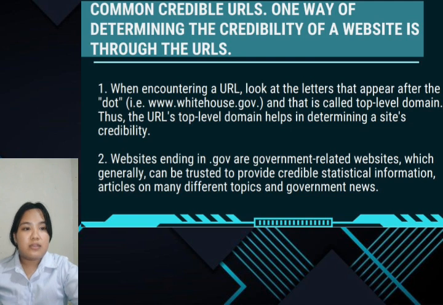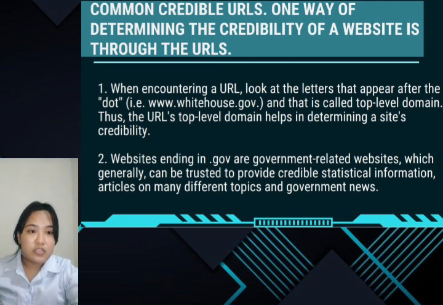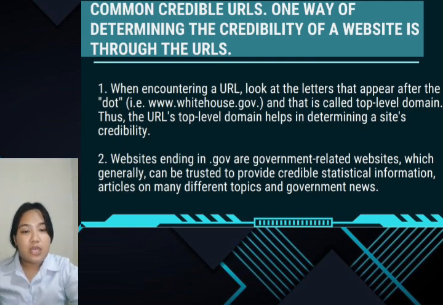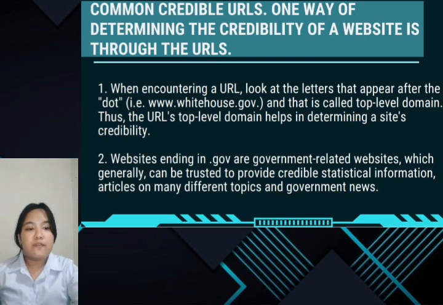Websites ending in .gov are government-related websites, which generally can be trusted to provide credible statistical information, articles on many different topics, and government news. So, websites ending in .gov, like sa example nato sa whitehouse.gov, are officially websites of government agencies at various levels.